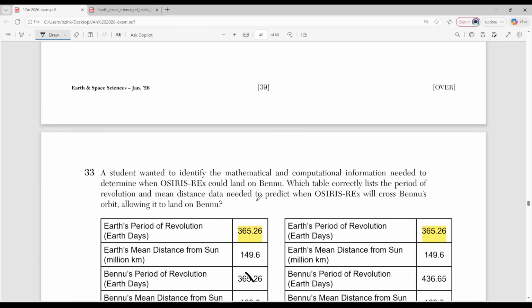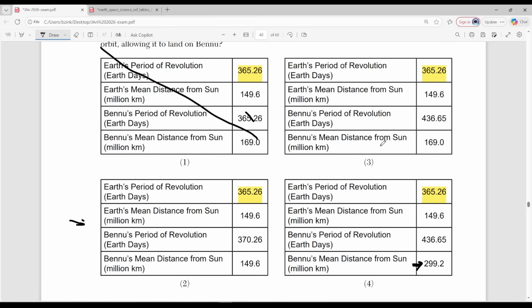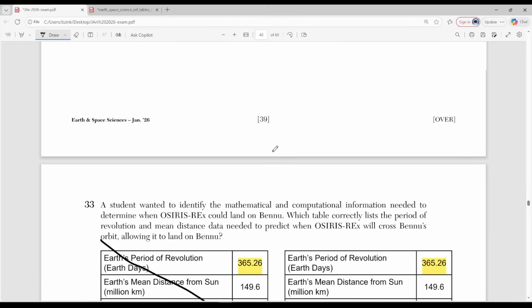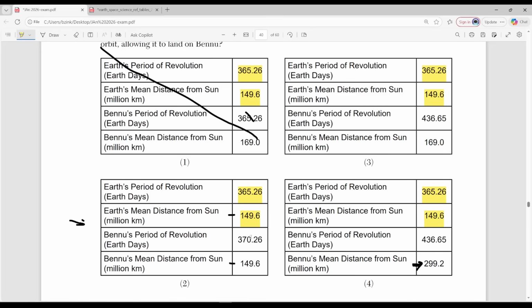Let's reread the question here. Which table lists the period of revolution and mean distance data needed to predict when OSIRIS will cross Bennu's orbit, allowing it to land on Bennu. So this one's out. The mean distance from the Sun is going to be where it will cross Bennu's orbit. So that would be here, and the mean distance from the Sun cannot be the same as the Earth because it's further away. So this one is actually eliminated now too.